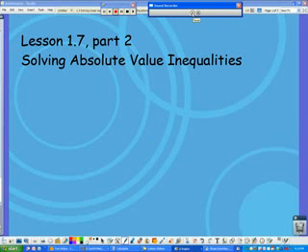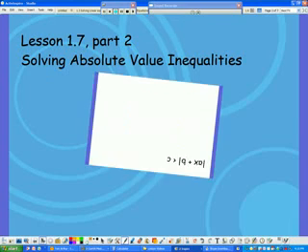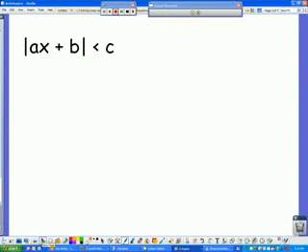Okay, this is lesson 1.7, part 2, solving absolute value inequalities. Now, if you'll recall, when we solved absolute value equations with an equal sign, the part inside the absolute value bars could be equal to a positive on the outside or a negative one on the other side. When you're doing the absolute value of an inequality, you've got two types. The less than, and these are going to be referred to as the "and" questions.